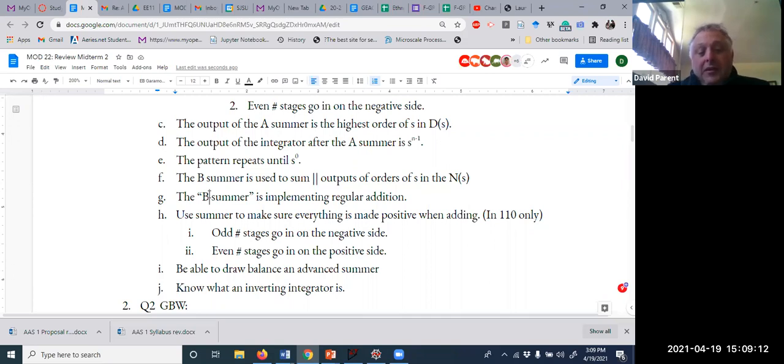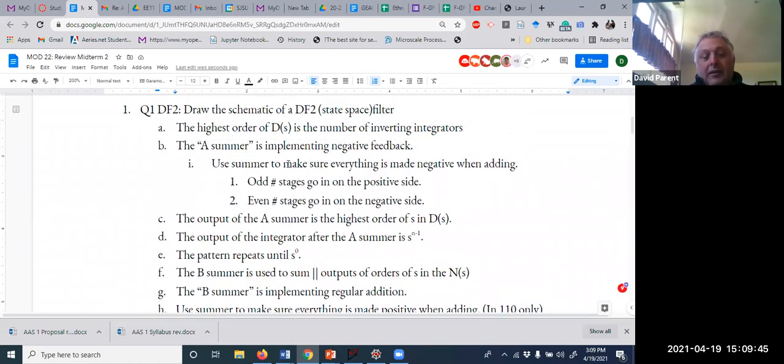Now, the other thing you need to be able to do is balance an advanced summer, right? You don't have to come up with the values, but you need to be able to kind of determine whether where the dummy goes, where the dummy resistor goes. And then, yeah, you kind of need to know what an inverting integrator is right off the top of your head. All right.